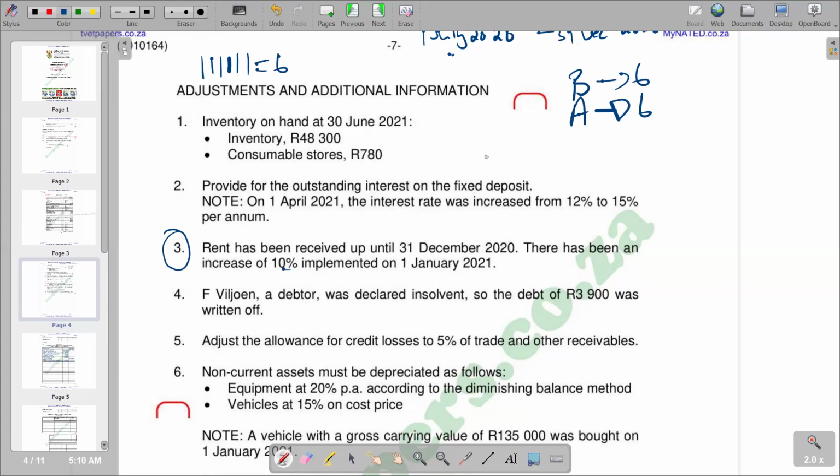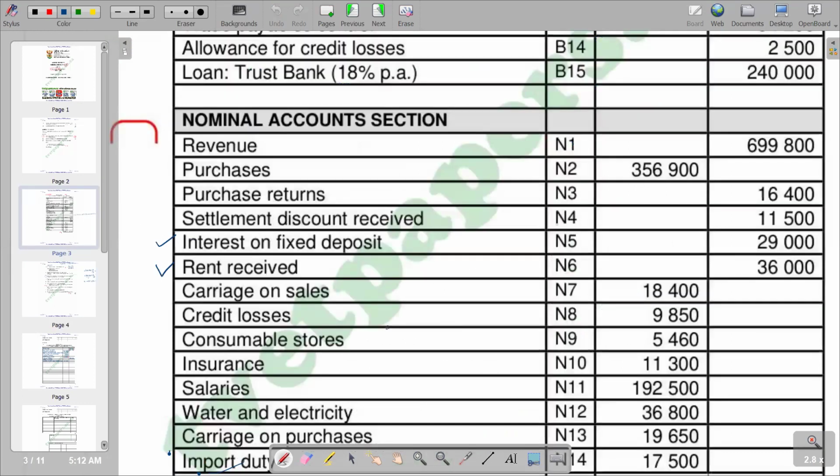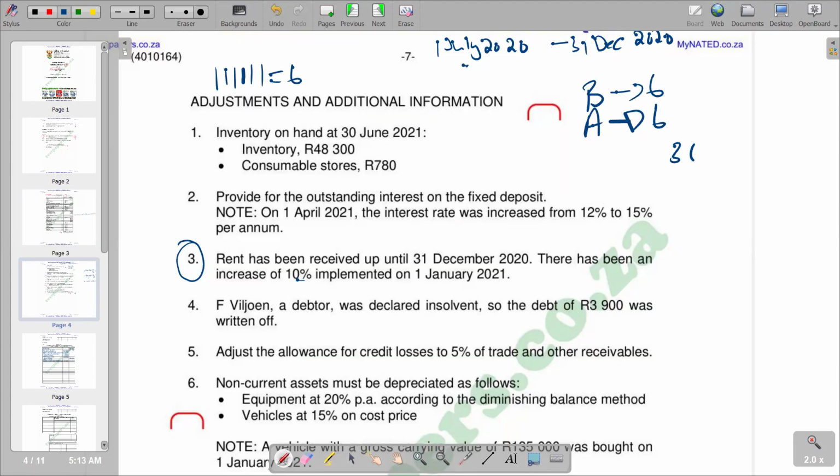Then on the calculation, what we can try to see in terms of the calculation that we have. So according to our information, it says rent has been received up to 31 December 2020. So it means the rent that we are given here is to 31 December, which is 36,000. And we have 6 months for that period, which is related to 36,000. So to get the monthly rent, we are going to say 36,000 divided by the 6 months. And what are the increase before the increase?